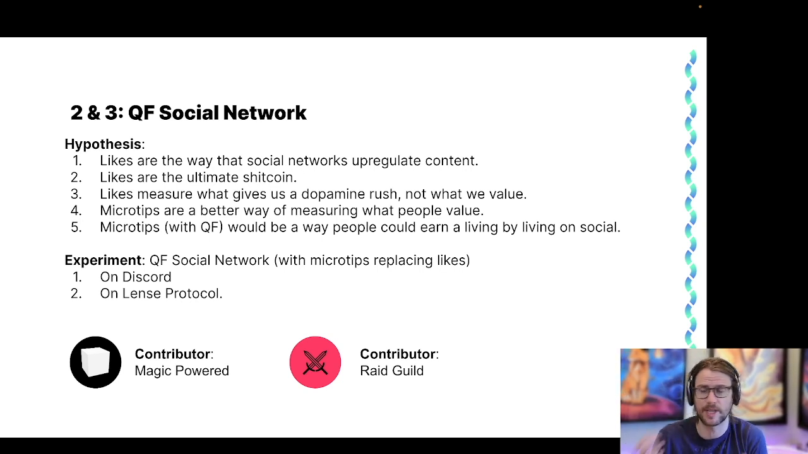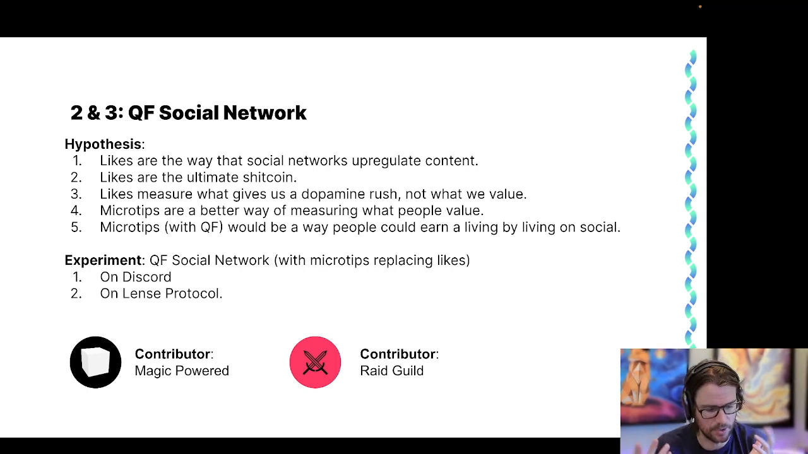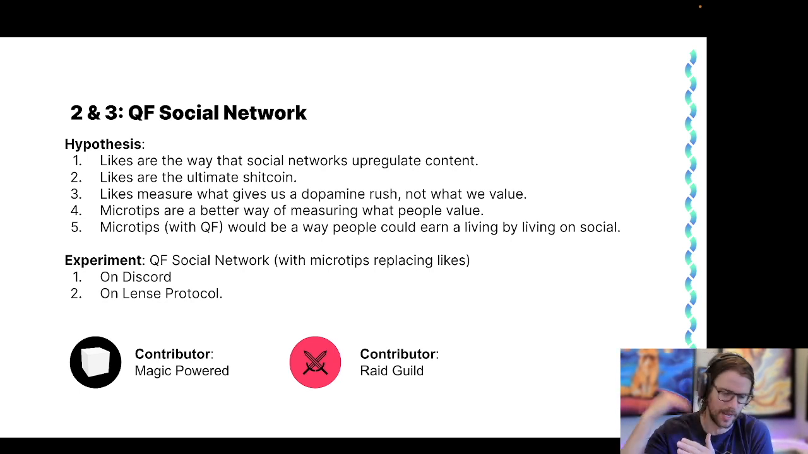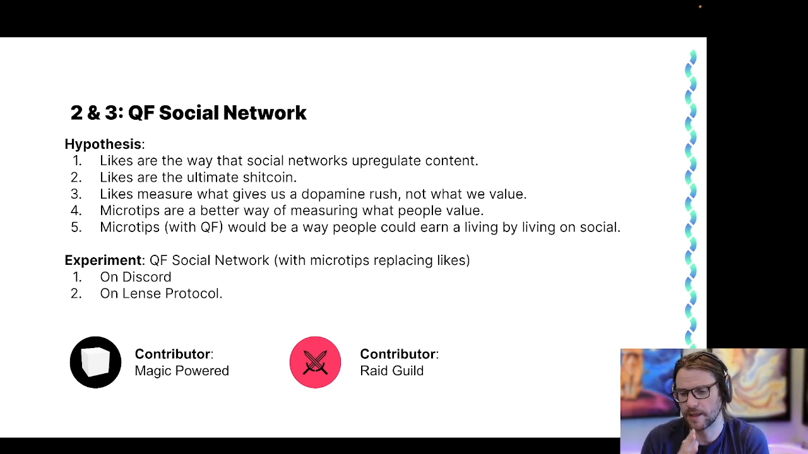But the thing is that no one really cares about a 30 cents microtip, right? But microtips with quadratic funding could be a new way for people to earn a living by living on social media and just being helpful. And, you know, just an early anecdote from the Gitcoin days in 2019, I actually built this into the Gitcoin news feed. We had a Twitter-like experience where people could post about their grants or anything related to Gitcoin.